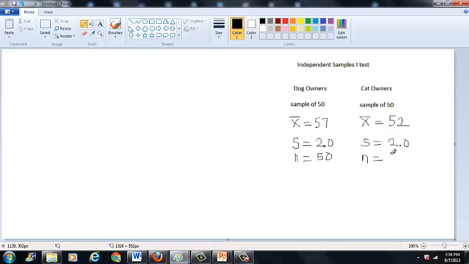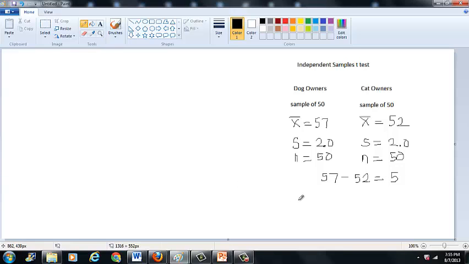Later on, we'll be talking about a sample mean difference, which is basically the mean of the dog owners minus the mean of the cat owners, which would come out to 5 in this example. This is called the sample mean difference, and it comes out to 5.